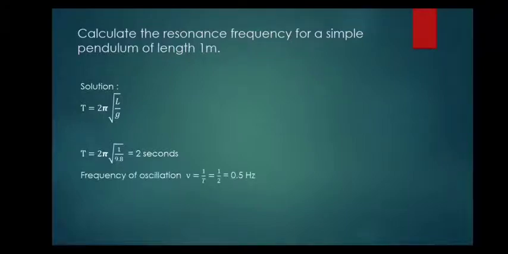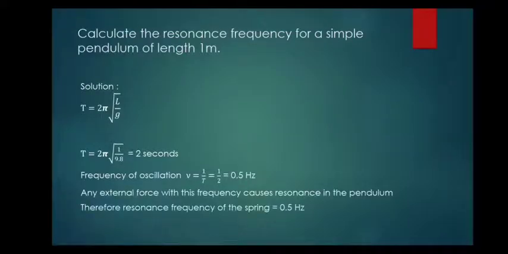2 seconds. Now frequency of oscillation, nu, is equal to 1 by T. So T is 2, we will get frequency of oscillation as 0.5 hertz. So any external force with this frequency causes resonance in the pendulum. Therefore, the resonant frequency of the pendulum is equal to 0.5 hertz. Next problem.